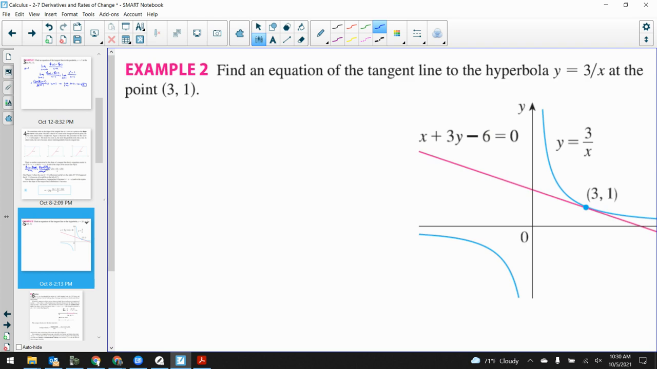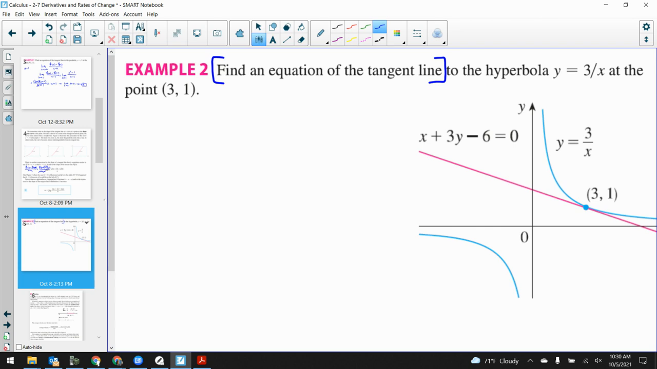Example 2. Find the equation of the tangent line. Guys, I will tell you this. That direction is like all of chapter 3. Find the equation of the tangent line of this, of that, and we do all sorts of different functions.